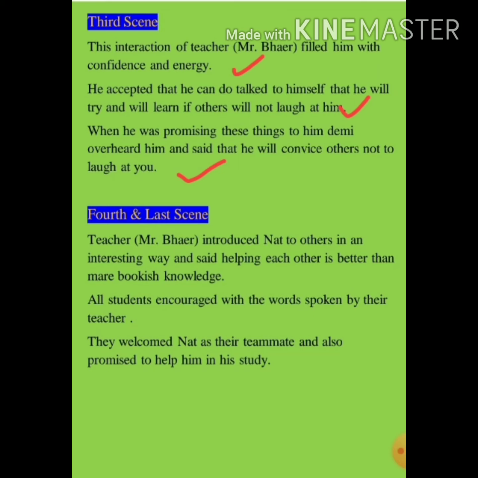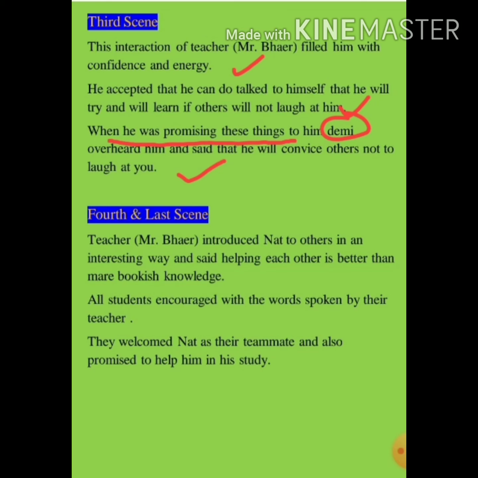In the fourth scene, before that, the last thing in the third scene is that he was thinking he could not do it because others would laugh. Then Demi, his friend, said that he would help him out and convinced others not to laugh at him when he was saying or performing something. So this was a very good, positive approach from his teacher and his friend Demi.